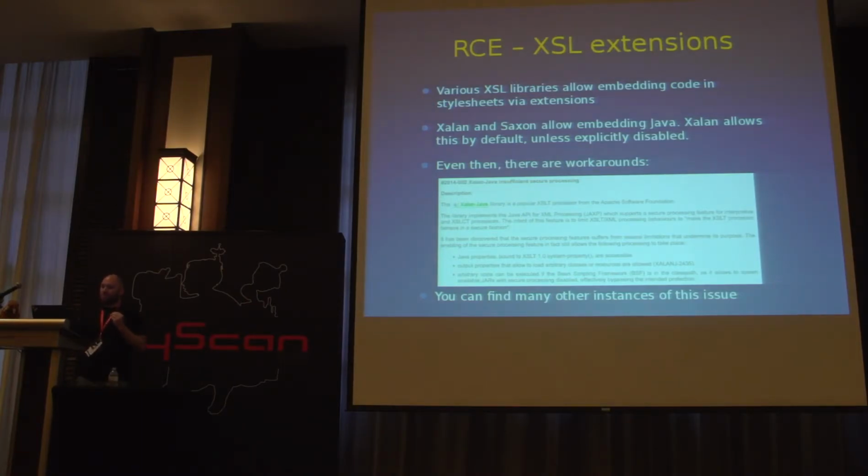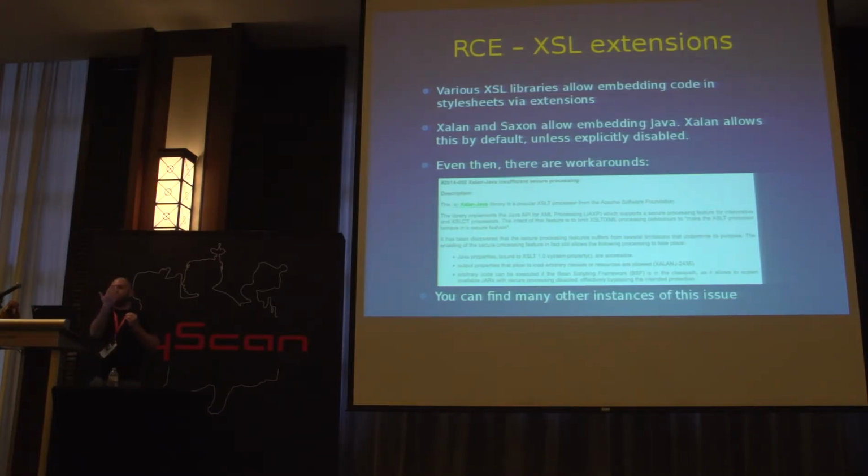Also, these extensions are enabled by default. They can be disabled manually in code, but then a workaround was found, which is mentioned there. So if people are using an unpatched version of Xalan, which is the predominant XSL parsing library in Java applications, then even if they did explicitly disable the extensions, you can work around it. I can talk about that flaw in much more detail if anybody is interested.